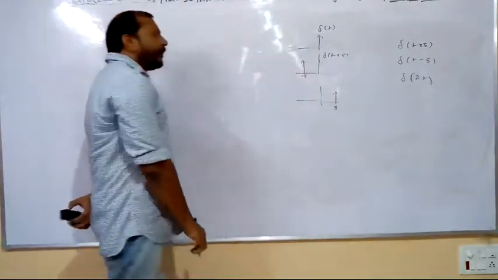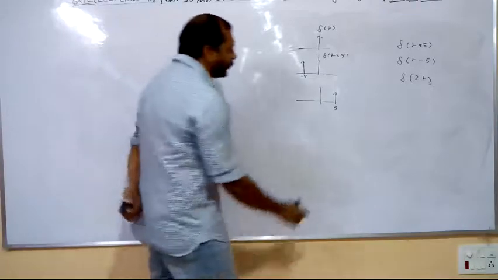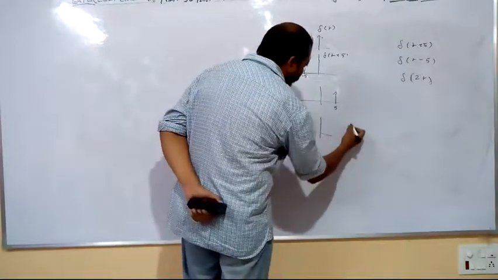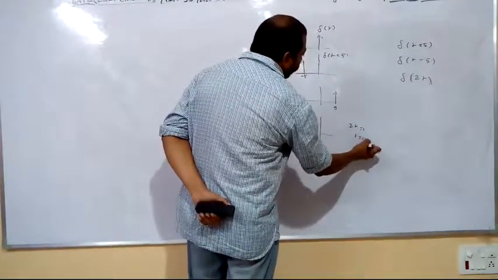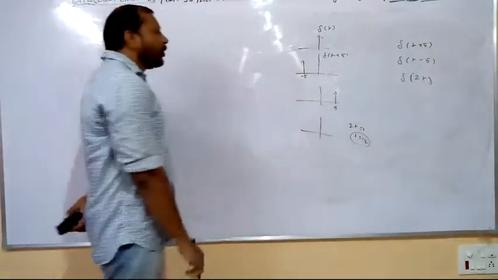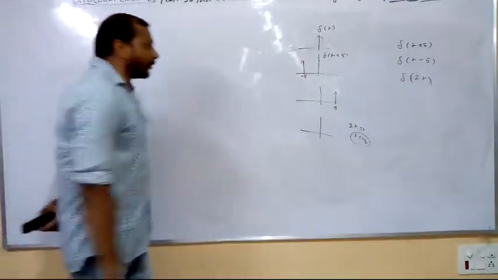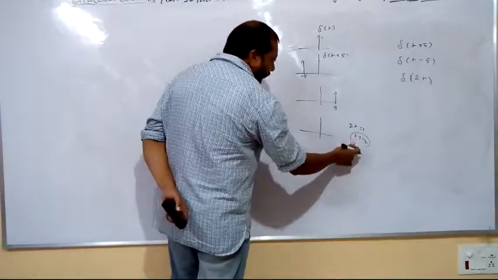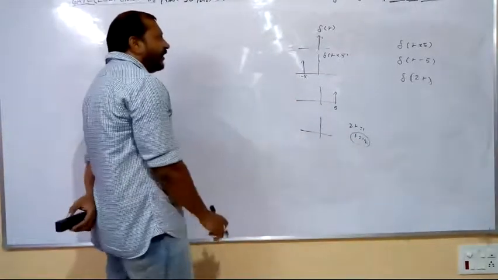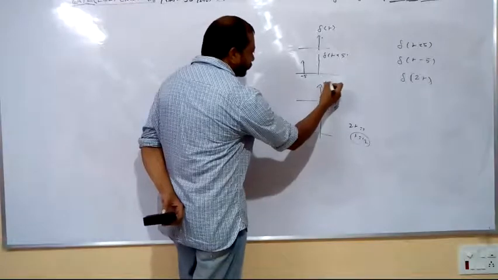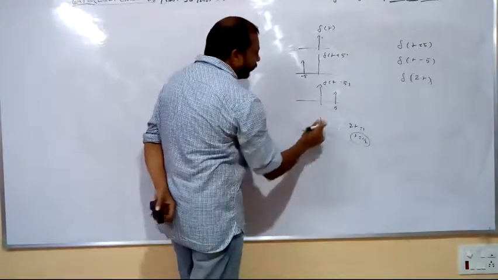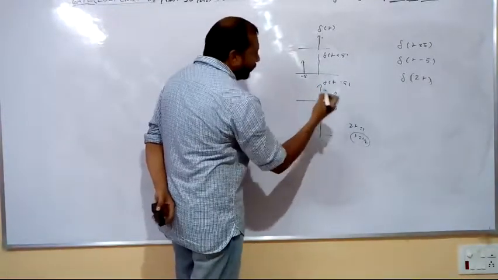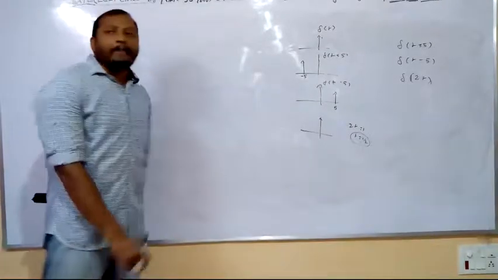What about del of 2t? Del of 2t is nothing but simply consider 2t equal to 1, so t equal to 1 by 2 you have to consider. So 1 by 2 is multiplied with the instance of this original signal at t equal to 0 only. So we have the signal like this only.